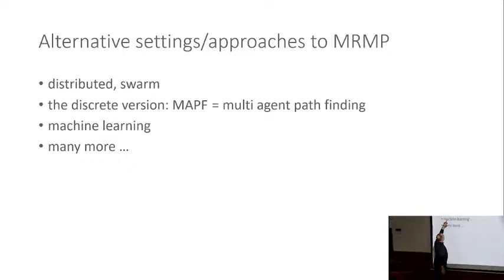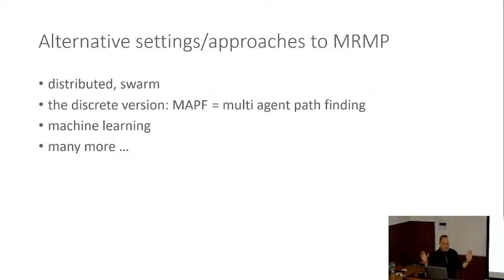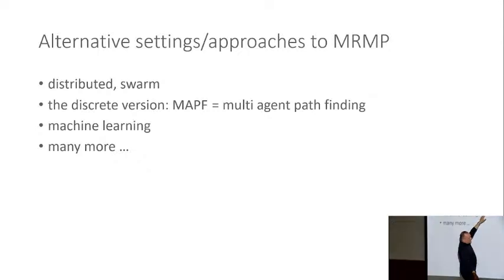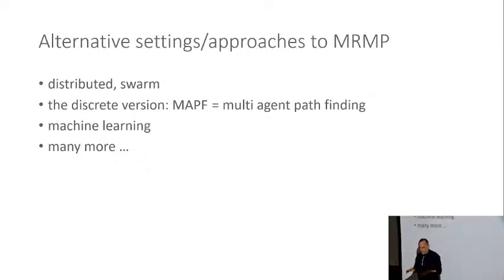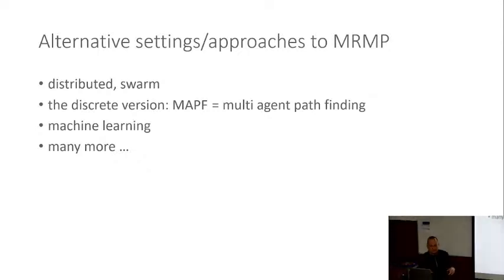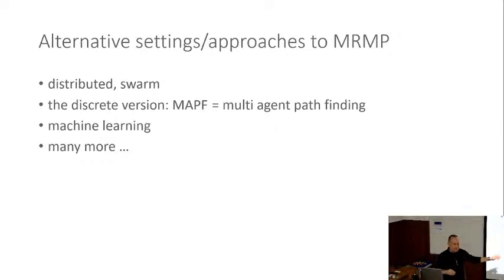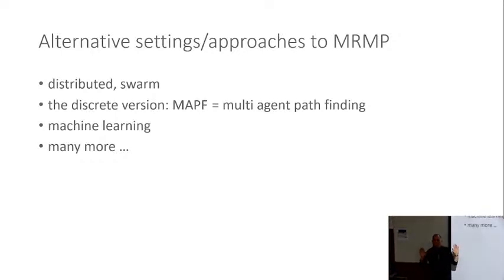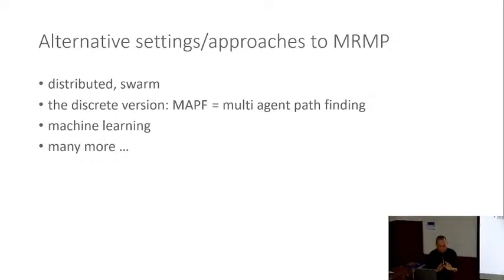There are many approaches to multi-robot motion planning. There is the swarm distributed approach. Very interesting. I don't think there are many proofs there, but it's very interesting. There is a discrete version that is very popular when you do it on graphs, and most of the robots in warehouses work with these approaches. Machine learning has yet to prove itself in multi-robot motion planning. I don't think there is any meaningful result. The results in machine learning for this high-dimensional motion planning are not very promising.